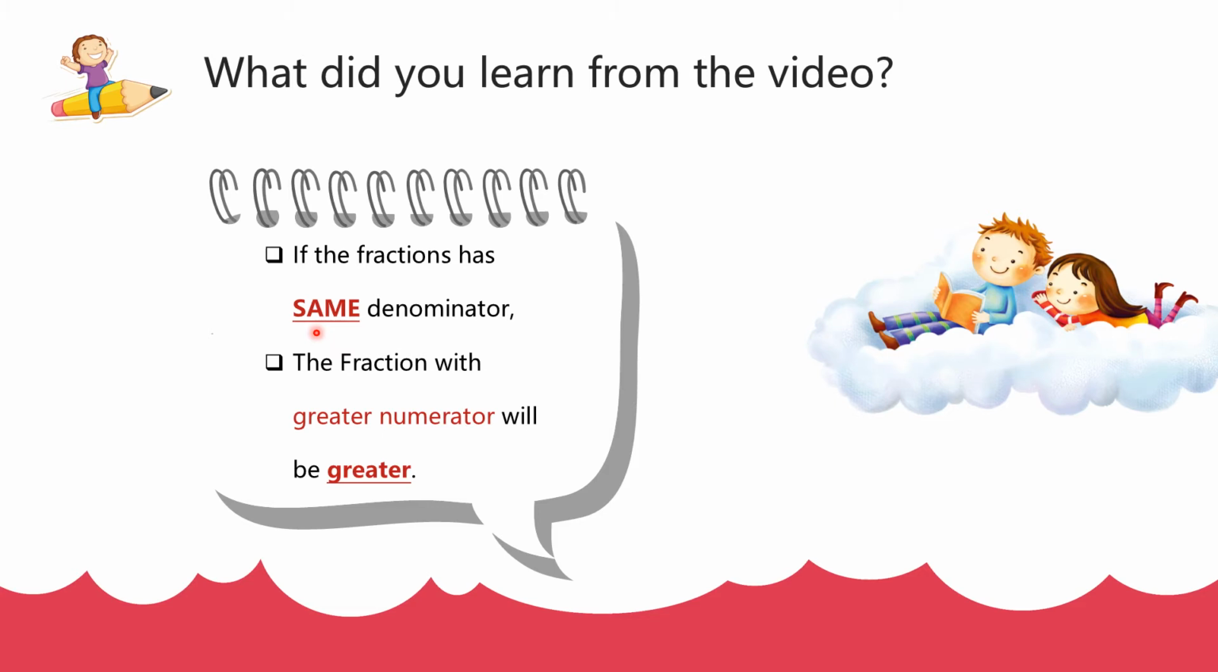By looking at the numerator. Okay, then which fraction is going to be greater? Very nice. The fraction with the greater numerator will be greater, and the fraction with the smaller numerator will be smaller. And if the numerator and denominator in one fraction are the same as in the other fraction, then the two fractions are equal. Okay.